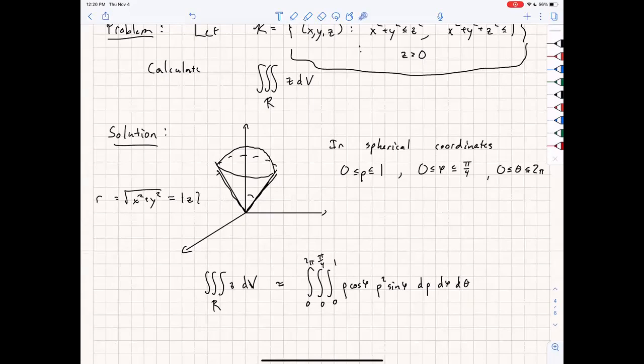But again, this is not a hard function. Cosine of phi times sine of phi is like a half sine 2 phi. So you can do that. And then we get some rho cubed here, some power of rho. So you can do this. I'm out of time, but you can solve that if you'd like.